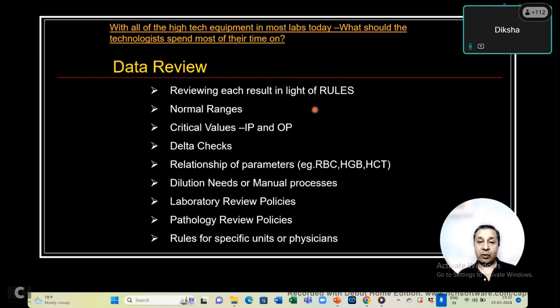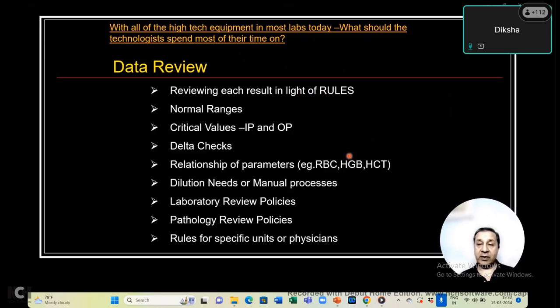So just like any other laboratory, this leads us to a concept wherein we want to define the rules. How do we want to define the rules? We want to define them in the context of normal ranges. We want to identify the critical values where we need to inform the clinical colleagues of a potential case where they need to intervene quickly. We want to look at the delta checks. We also look at relative relationships.